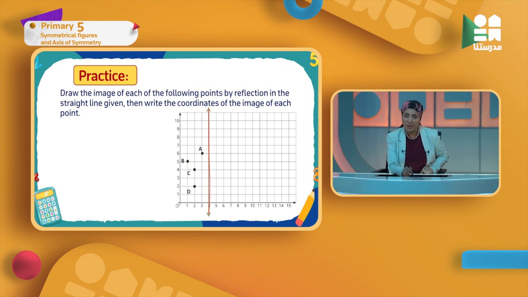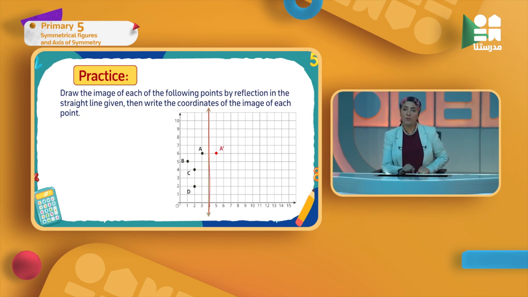Between it and the mirror line is just one unit. So on the other side I will write its reflection far from the mirror line also 1 unit. So this is going to be A dash.